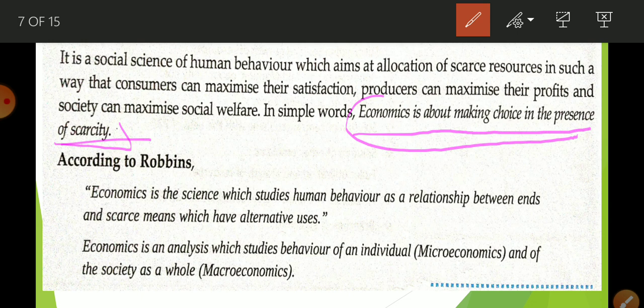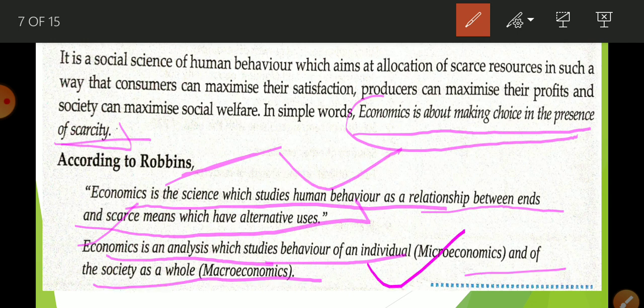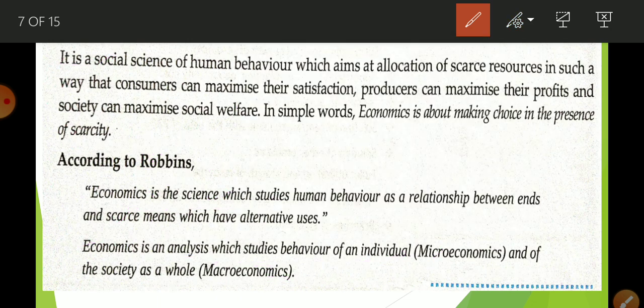Here is given the definition of Robbins. Economics is the science which studies human behavior as a relation between ends and scarce means which have alternative uses. Economics is an analysis which studies behavior of individuals and of society as a whole. This is the definition of Robbins, the first meaning, and this is the second meaning, that you have to learn.